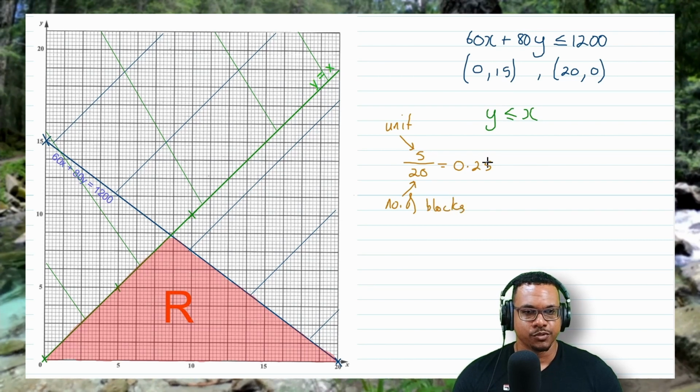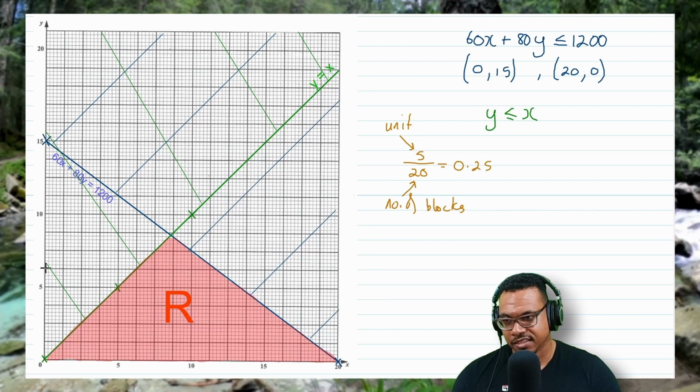If you multiply 0.25 by 5, you'll get 1.25. So each centimeter is 1.25. So if we start here, we'll have 6.25. Then here will be 7.5. And then here will be 8.75. All right, that should cover it.